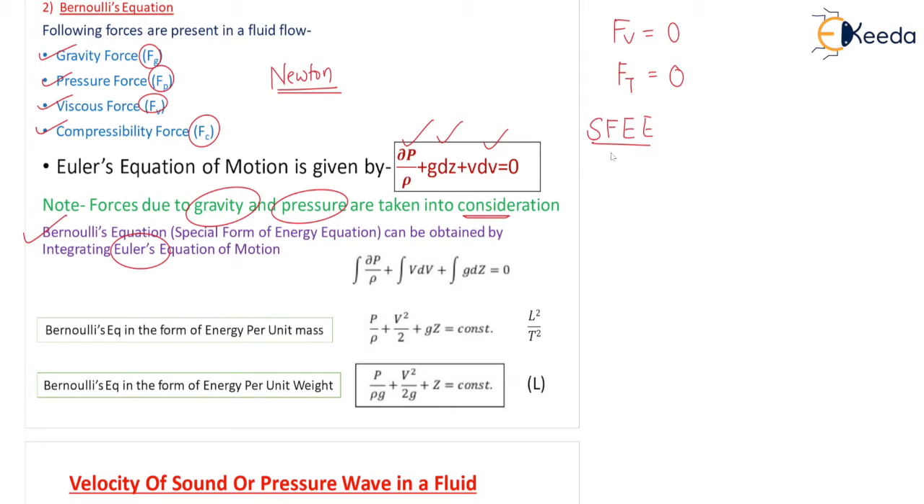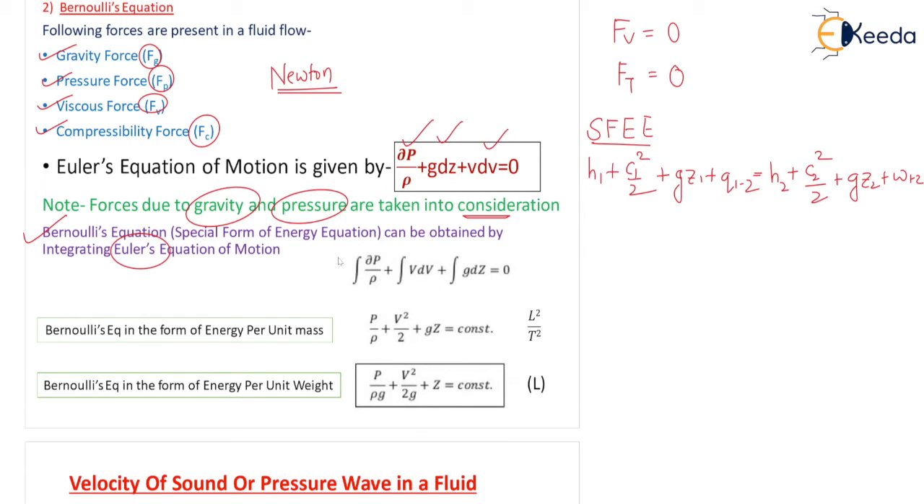So how do we write the steady flow energy equation? It is H1, enthalpy, plus velocity C1 square by 2, plus gZ1, plus Q1-2, equal to H2 plus C2 square by 2 plus gZ2 plus W1-2. So this is the steady flow energy equation. From here, after giving some assumptions or conditions, we come across Bernoulli's equation.